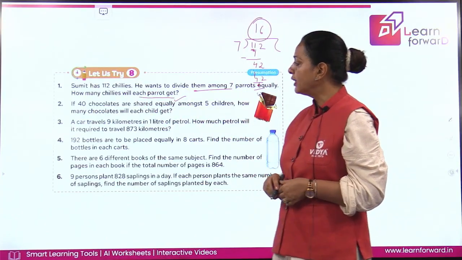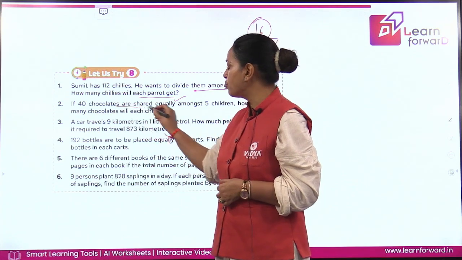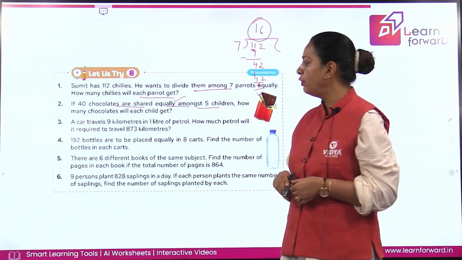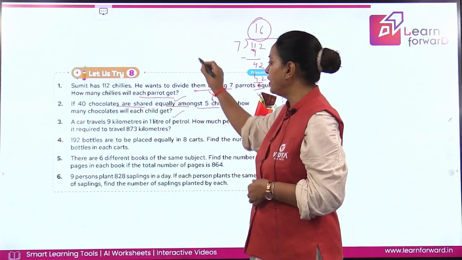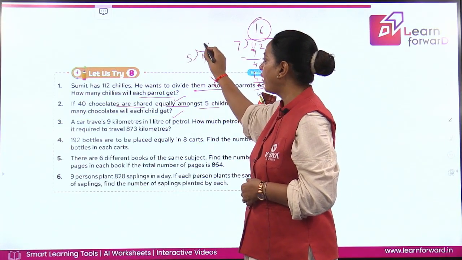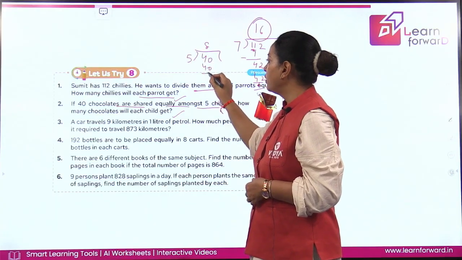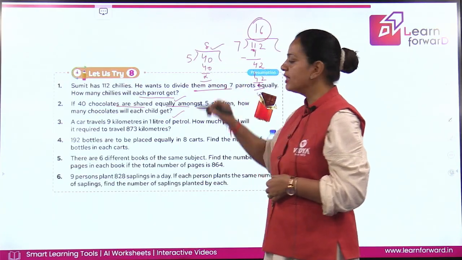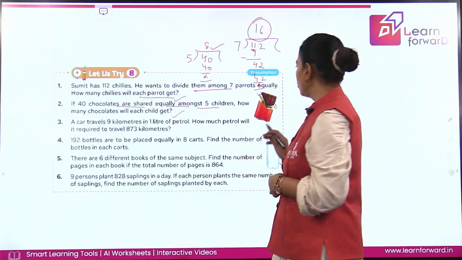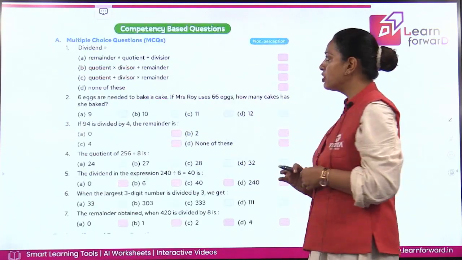Like the second one, if 40 chocolates are shared equally amongst 5 children, how many chocolates will each child get? It means 40 divided by 5. You know 5 8s are 40. So each child will get 8 chocolates. So similarly, you can try the remaining questions. I hope the concept is very much clear to you.